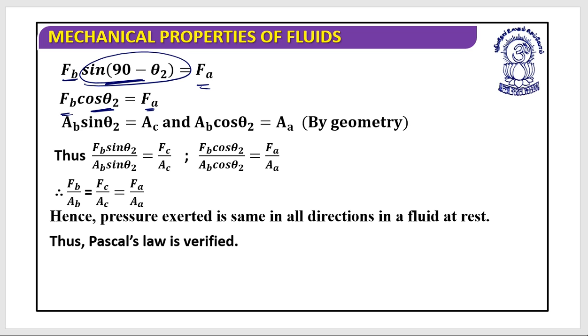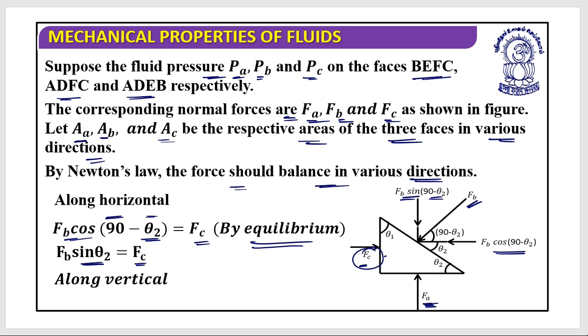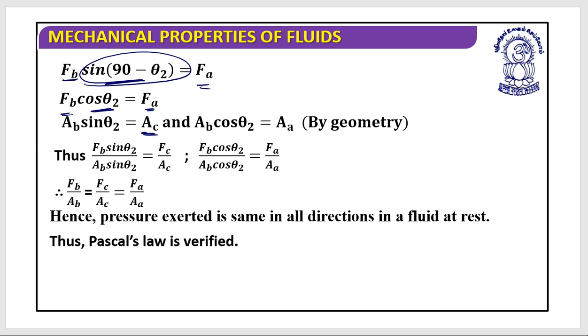In the same way, from the geometry, this area is AA, this area is AC and this area is AB. This angle is theta 1, this angle is theta 2. From the geometry, AC equals AB sin theta 2, and AA equals AB cos theta 2. Now let's take the ratios: FB sin theta 2 divided by AB sin theta 2 equals FC by AC, as well as FB cos theta 2 divided by AB cos theta 2 equals FA by AA.